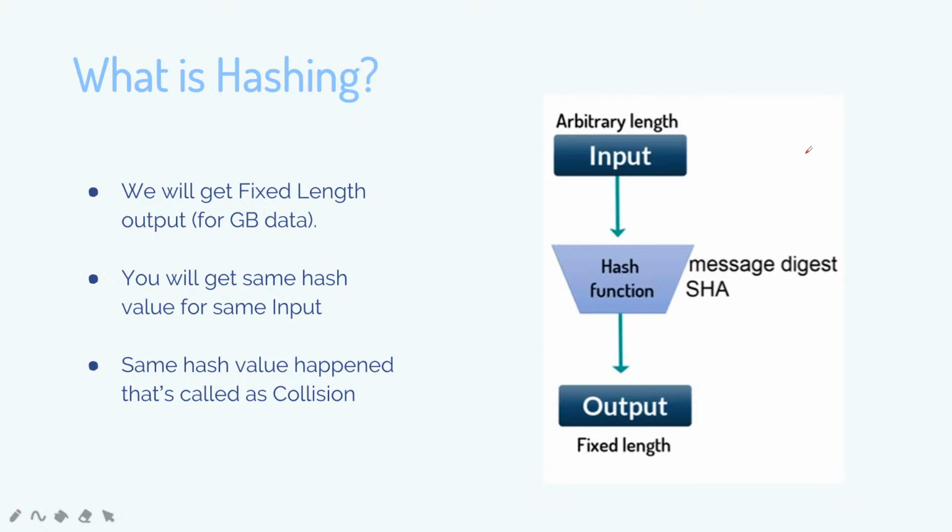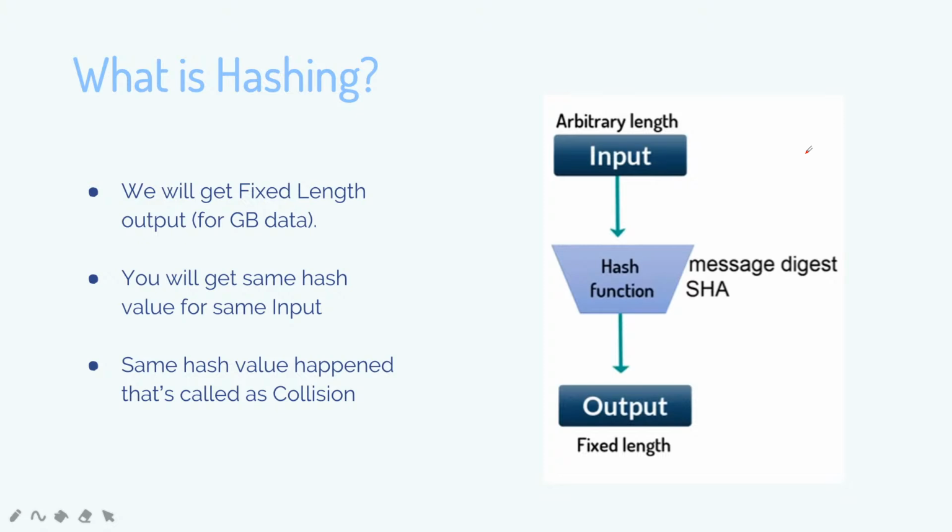If I do hashing on my name using some hashing algorithm, I will get one fixed length output. For example, if I use a 256-bit hashing algorithm, I will get a 256-bit key, that is an encrypted key.